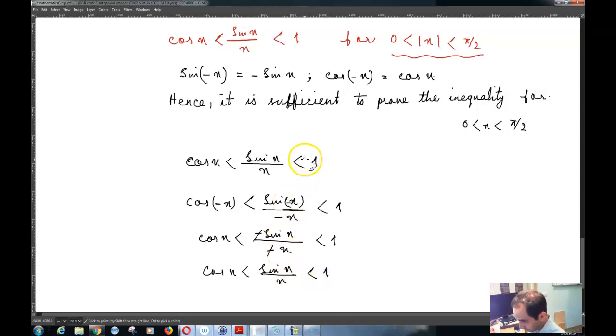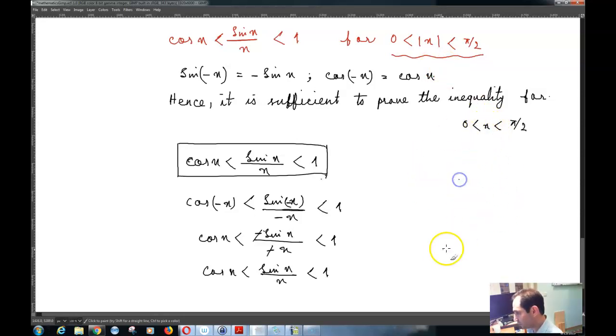That means that if you prove this part, then you have already proved that for negative x as well. So if you prove the inequality for x between 0 and pi by 2, then you have proved that for negative x's as well, meaning going from 0 to negative pi by 2. So it's sufficient to prove this inequality.